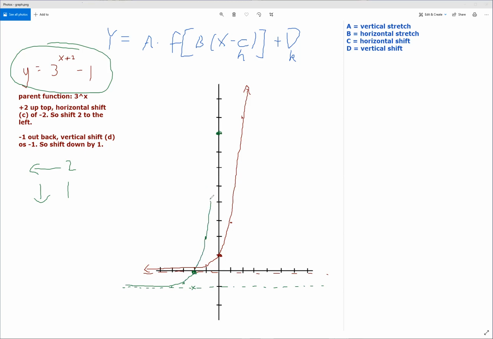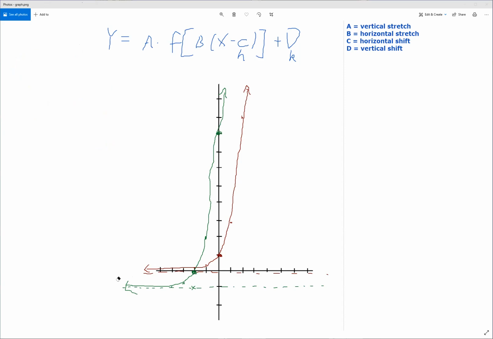Not that tall. I'm trying to draw with my mouse, which is not a very precise instrument. Forgive me. So there is our 3 to the x plus 2 minus 1. So we can do this. It's not actually that big a deal, but it does require some practice. So obviously I'm going to do a couple more examples. I am, however, going to make them slightly more obnoxious because that's what I do. I'm a math teacher. So we're going to consider a couple other possibilities.